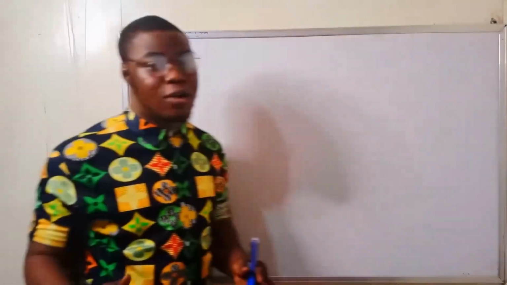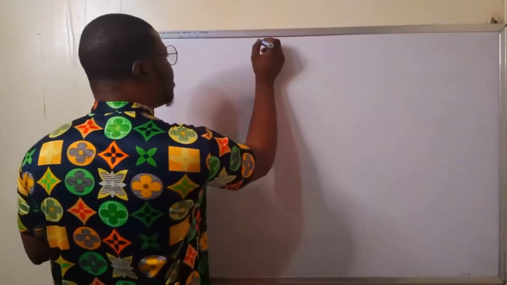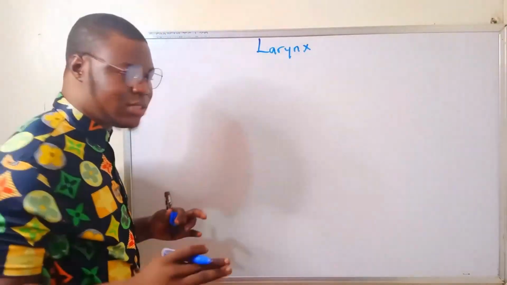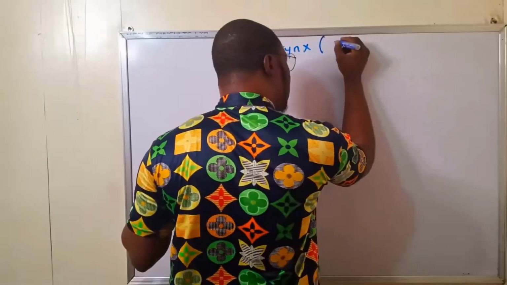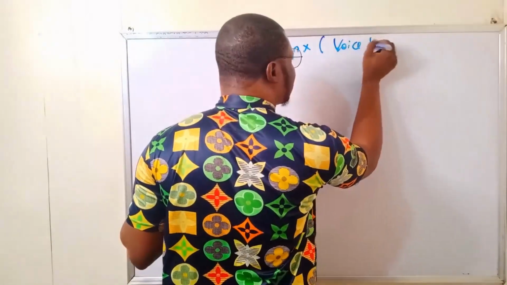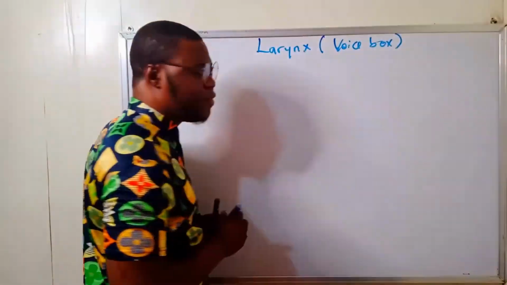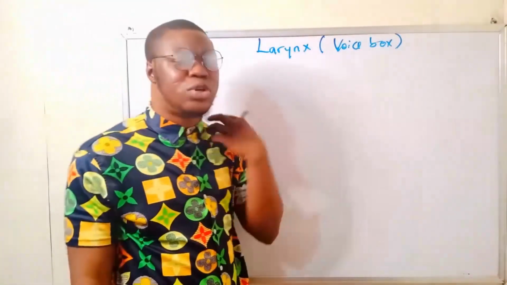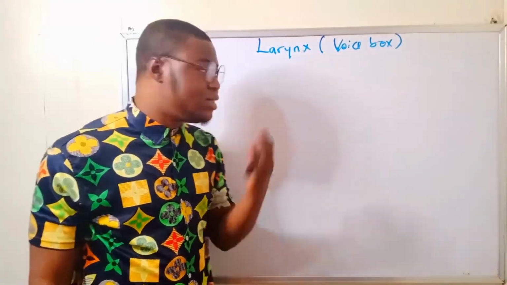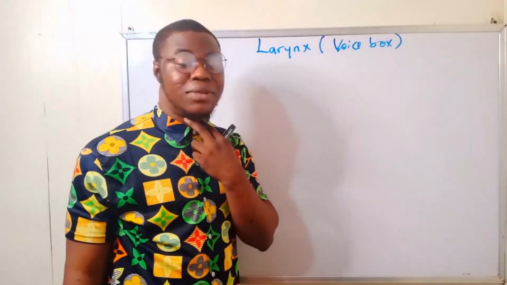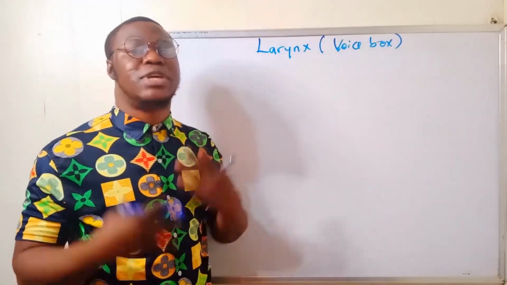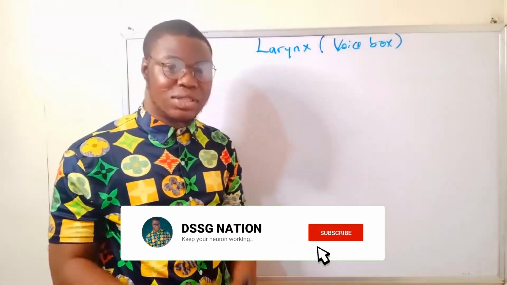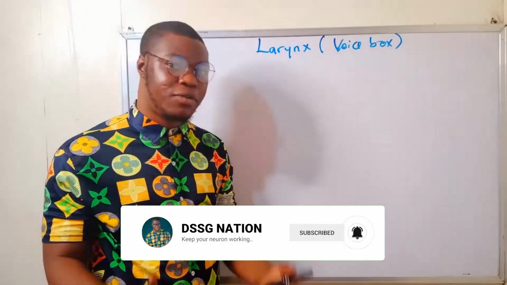Well guys, welcome back. Now let's talk about the larynx. The larynx is also called the voice box. The voice what? The voice box. And what is the meaning of that? It means it is the one responsible for the production of voice. If you don't have a larynx, you won't be able to talk. So that is why they call it the voice box. It is where the production of voice is being performed.